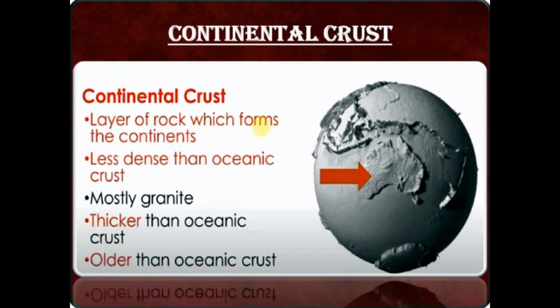The density of continental crust is 2.65 to 2.90 grams per centimeter cube. The thickness of this layer is approximately 30 kilometers. The rock which we mostly find in this layer is granite.